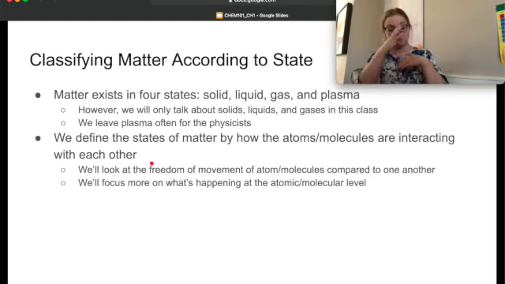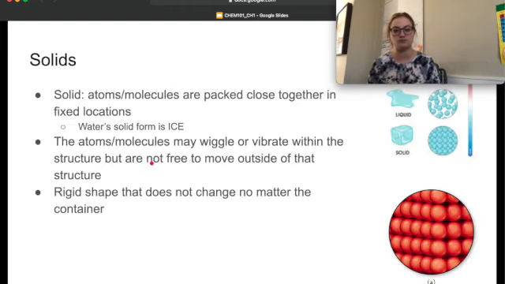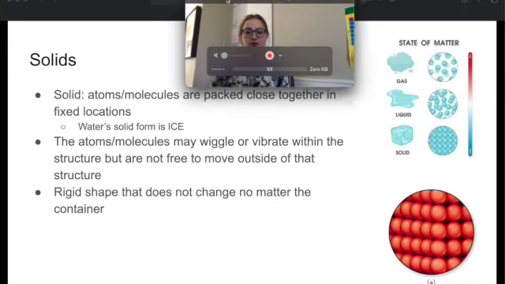However, it's more important that I want you guys to learn now how to define these three states of matter based upon the interactions of those molecules. Because remember, we can make certain sets of assumptions about the matter itself as we're studying it based upon the state of the matter. So let's talk about solids first.